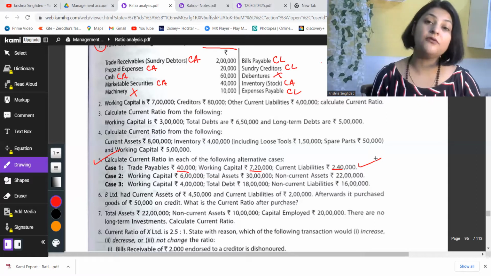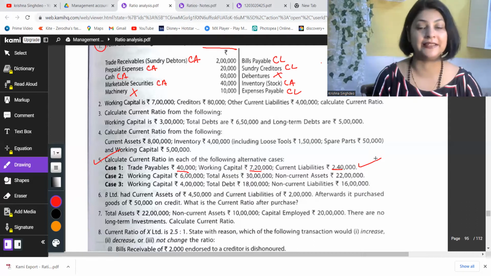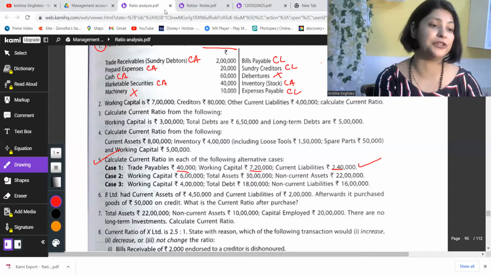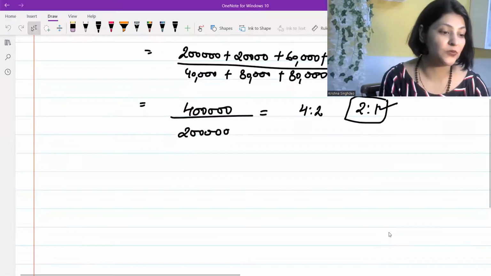And what is the use of working capital? We are going to use working capital to find out current assets. So the starting point of the question is going to be writing down the formula of working capital. Okay, so we are doing case 1.